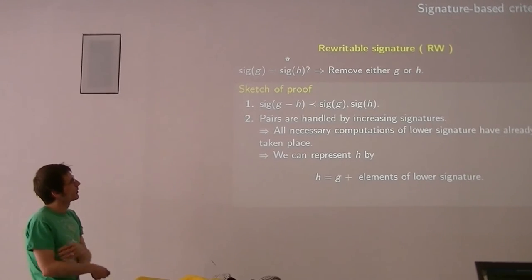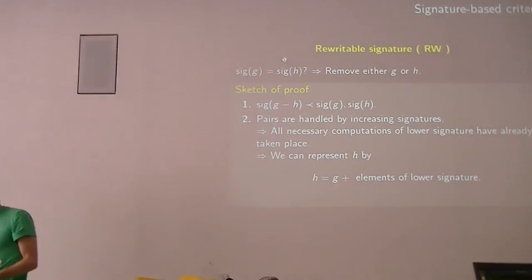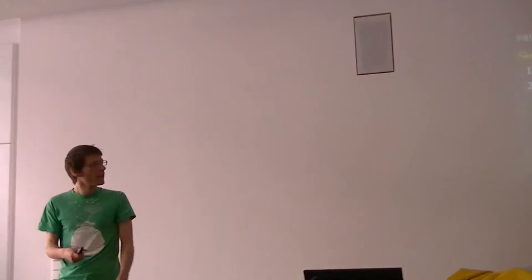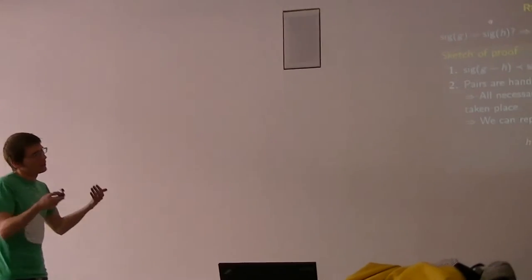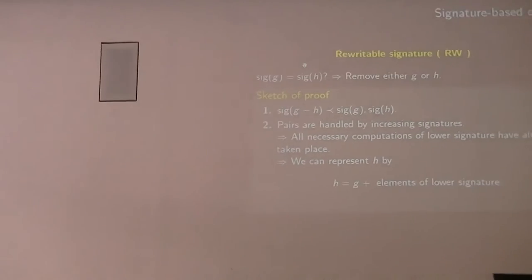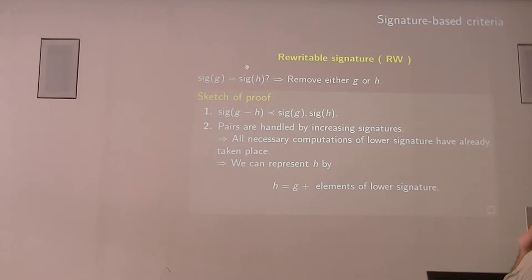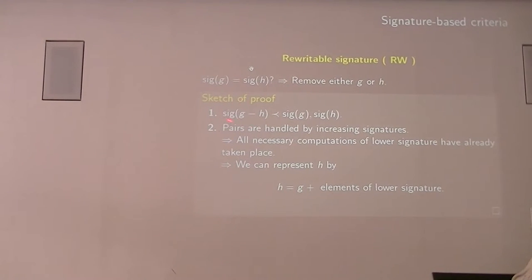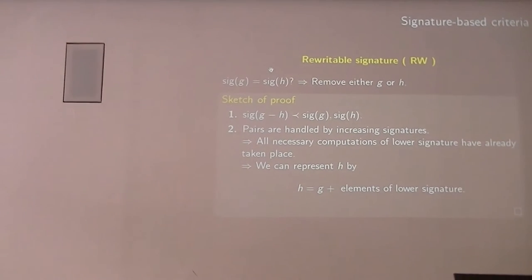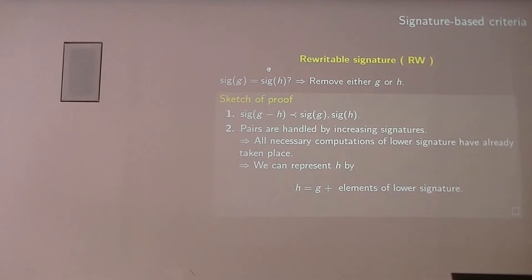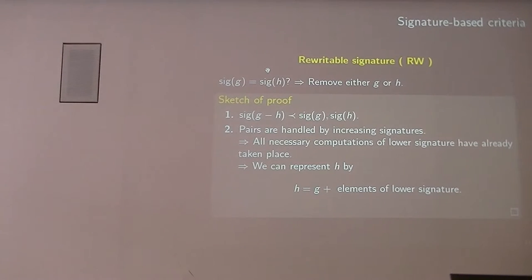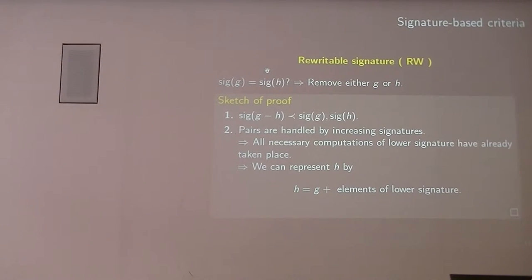So what does this mean? Again, our pairs are handled by increasing signatures. So this means everything of lower signature has already been taken care of. So I can represent my H as G plus those elements which are behind G minus H, so elements which have lower signature. So it's enough to compute G and I can discard H. And these are the generic versions of these criteria.